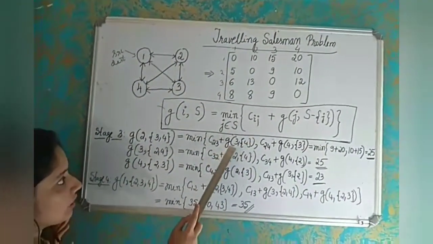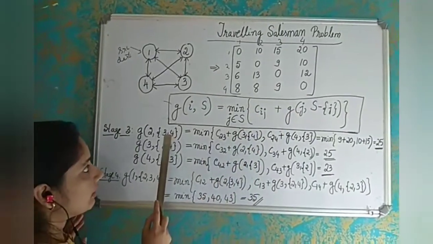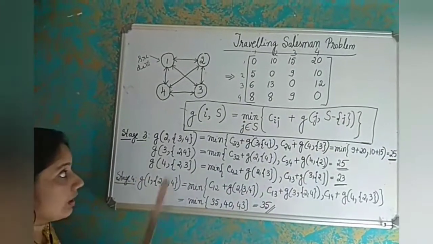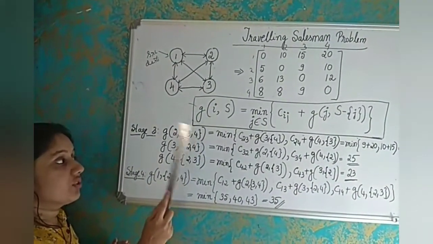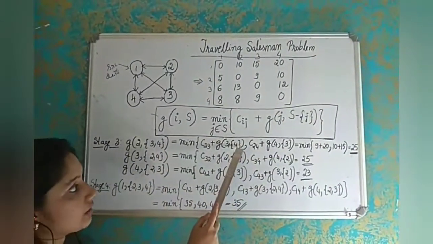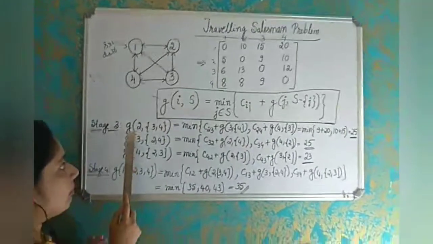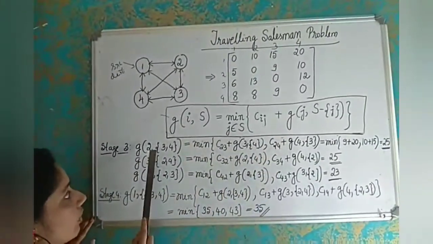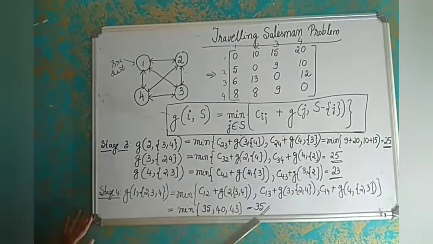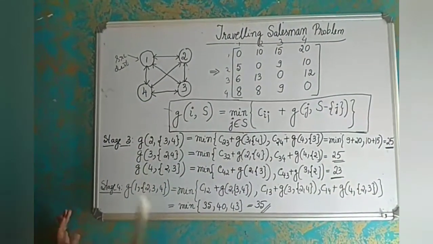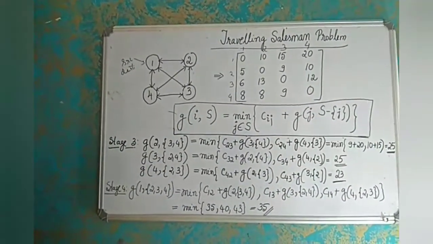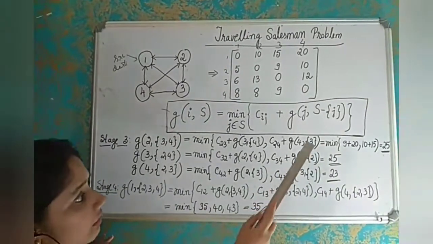C23 plus g of j, which is nothing but 3, comma S minus j. S is what? 3, 4, minus j means 3. The remaining vertex is 4. So I have written it as 4. Similarly, minimum, the next value is C of 2, 4. Now j is 4, so C24 plus g of 4, and {3, 4} minus 4. Now 4 you have to eliminate, so the remaining value will be 3.